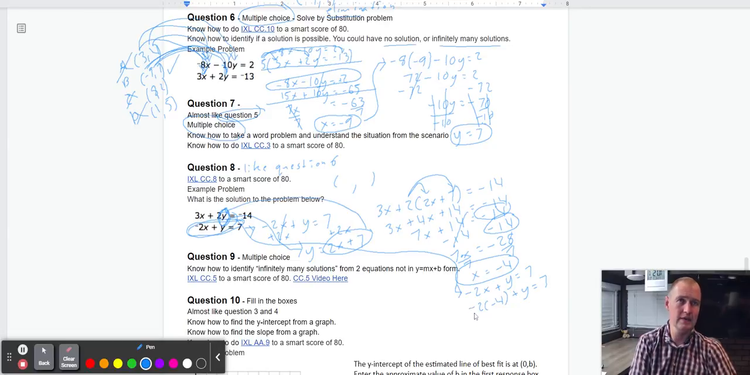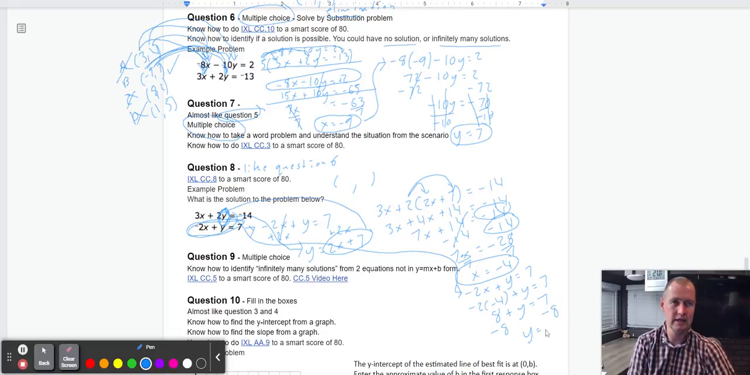So I got negative 2 times a negative 4. Negative times a negative is a positive. 2 times 4 is 8, plus y equals 7. Oh, look how nice this came out, right? Minus 8 from both sides. We have y equals 7 subtract 8 is negative 1.